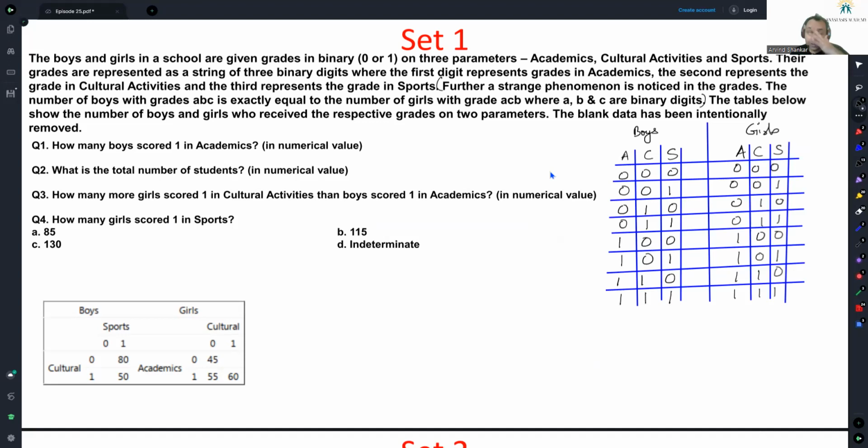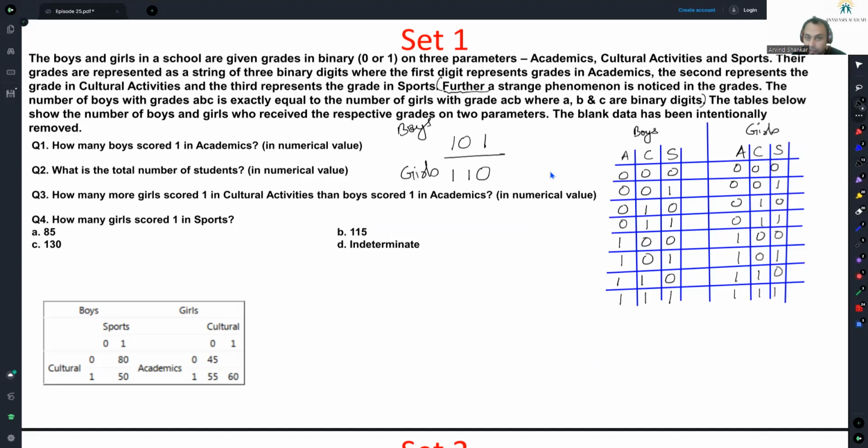Now, what the question tells me is this sentence: a strange phenomenon is noticed in the grades. The number of boys with the grades ABC. Let's say somebody's grade is 101. Among the boys, the number of people whose grade is 101 is exactly equal to the number of girls who received the grade ACB. So the count of boys who received the grade 101 and the number of girls who received the grade 110.